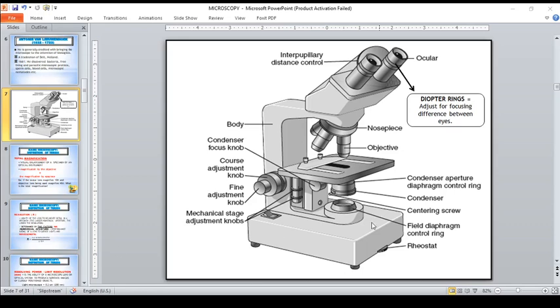Okay, guys, so the scanner has a magnification of 4 times. How about for the LPO? That is 10 times. Okay, good. HPO, that is 40 times. And the OIO has 100 times magnification.